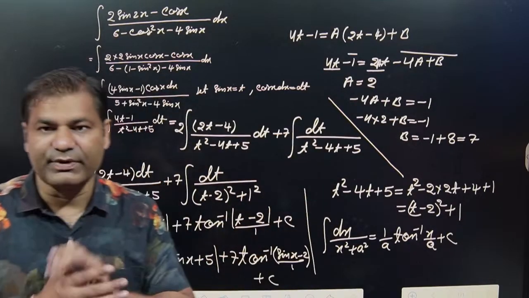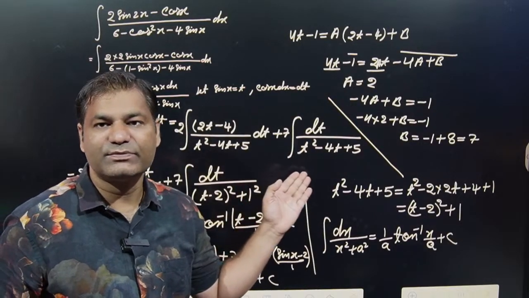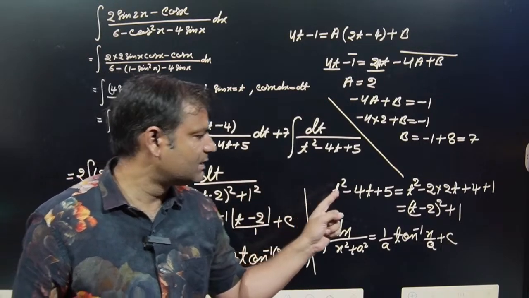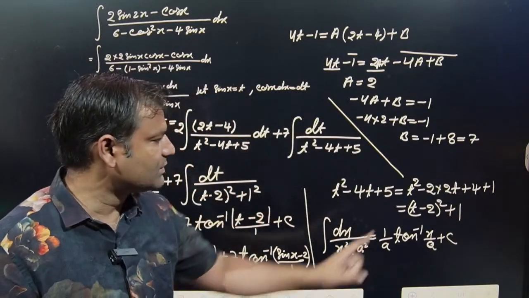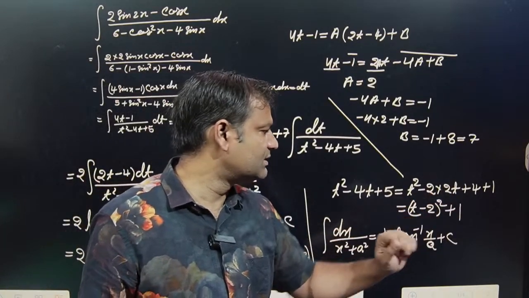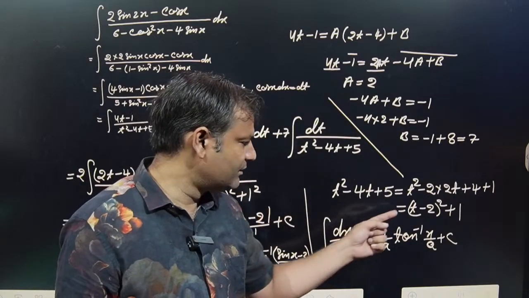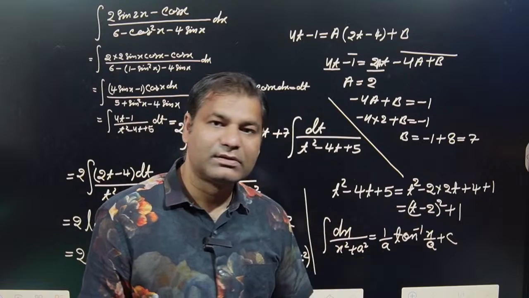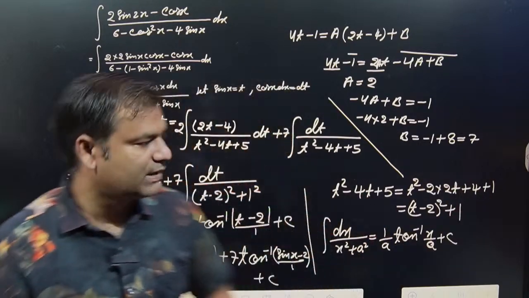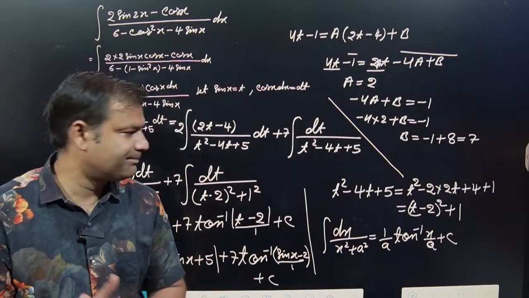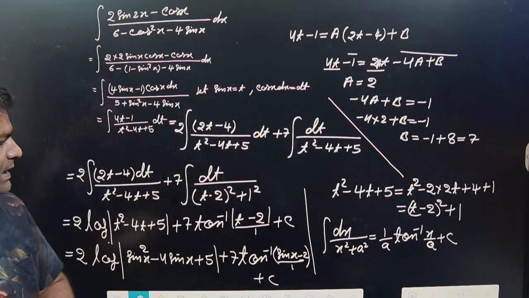This one, make a perfect square. How can we make a perfect square? Here t square minus 4t plus 5, so 4t is written as 2 into 2 into t, so t square minus 2 into 2 into t plus 5, where 5 is written as 4 plus 1. Then we got (t minus 2) whole square plus 1, so this one is replaced by (t minus 2) whole square plus 1. After that, this value is put here, then we got it like that.